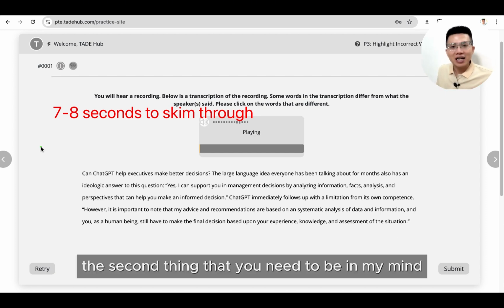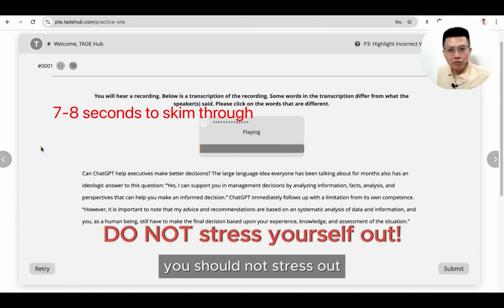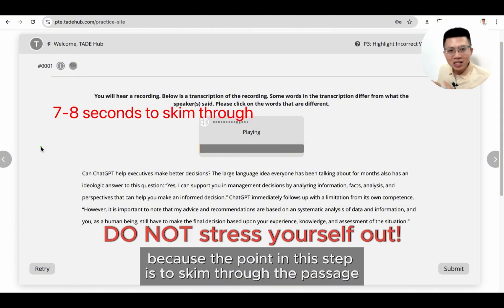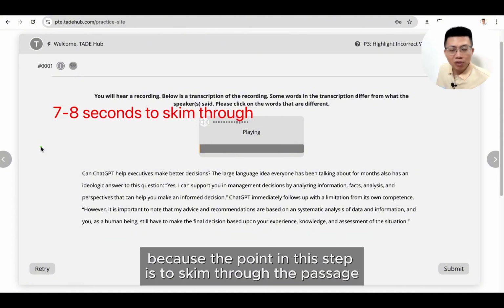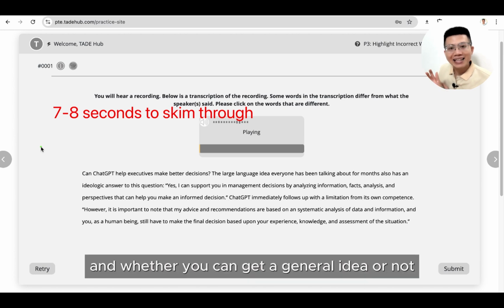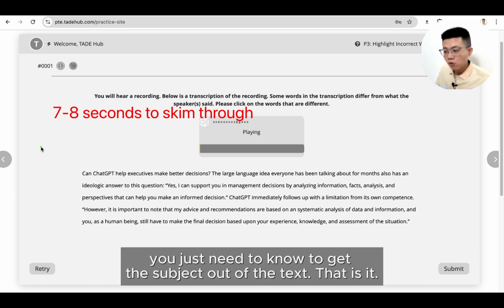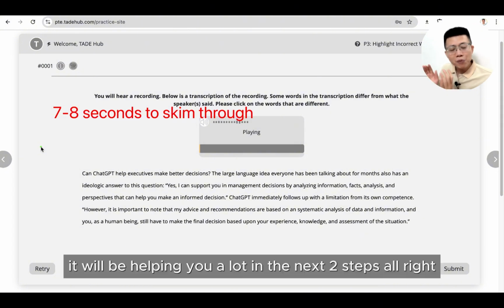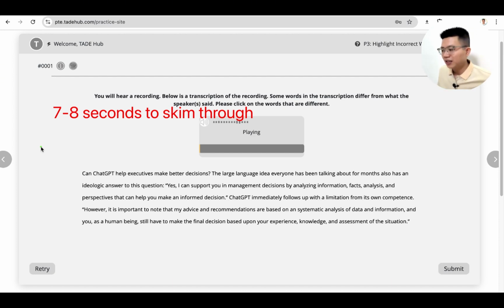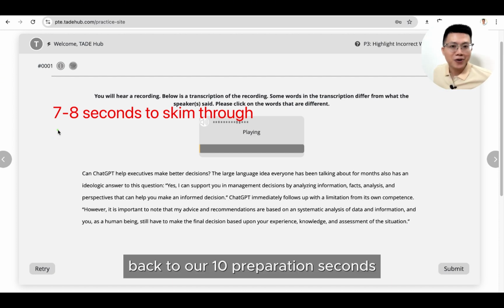The second thing that you need to bear in mind is that you should not stress out, because the point in this step is to skim through the passage, and whether you can get a general idea or not doesn't matter. You just need to get the subject out of the text. That's it. It will be helping you a lot in the next 2 steps. Alright? Back to our 10 preparation seconds.